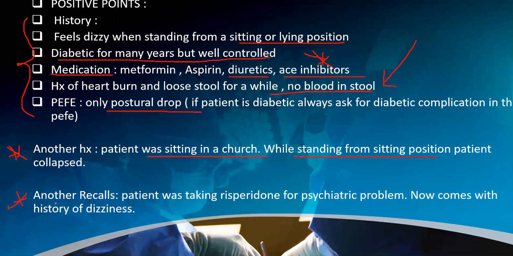Another recall is a patient who was taking risperidone for psychiatric issues, now comes with a history of dizziness. Now, risperidone is a very notorious drug to cause postural hypotension. So that's also one of the important questions we need to find out, if this patient is taking any other medication like psychiatric medication.